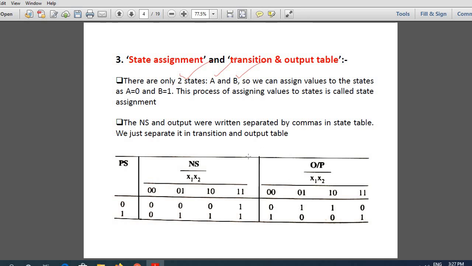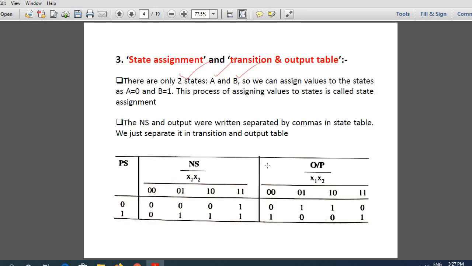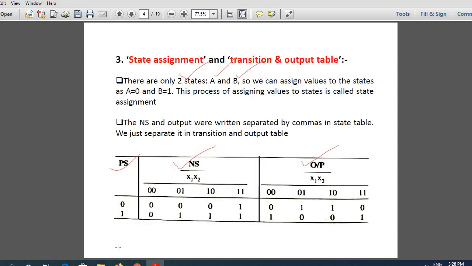Now, this is your transition and output table. So what does this mean? In the previous slide, look here, you wrote present state, next state comma output for different inputs. Here you are separating that first. You write the present state, the next state for different inputs separately, and the output for different inputs separately. In the previous one, they were written together. Now you are separating that, and then you assign values as A is equal to 0, B is equal to 1.